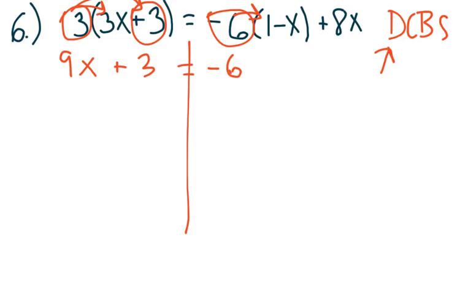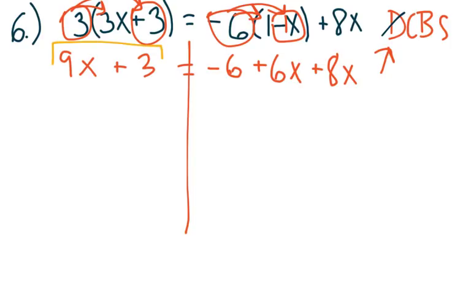Then we have negative 6 times negative x, or negative 1x. This leaves us with positive 6x. And then finally, plus 8x just comes down. So we've distributed. Now let's check. Combine like terms on each side. 9x and 3 cannot be combined, so we're going to leave those alone.